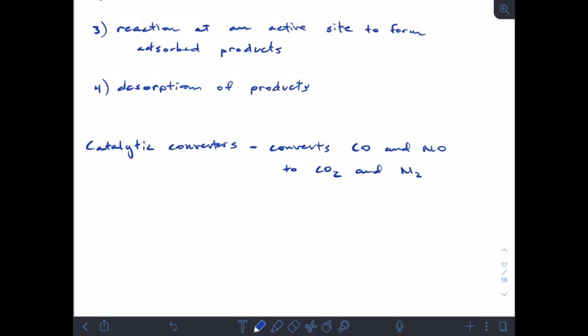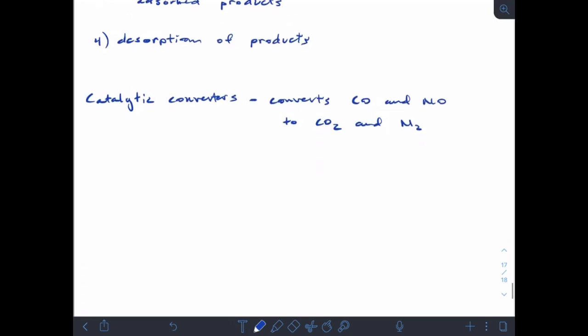Now the CO2 is not great, but it's less harmful to us as humans than the carbon monoxide. And the way it does this is it uses a rhodium metal catalyst.